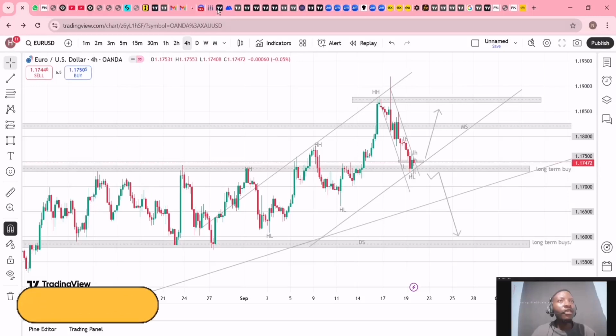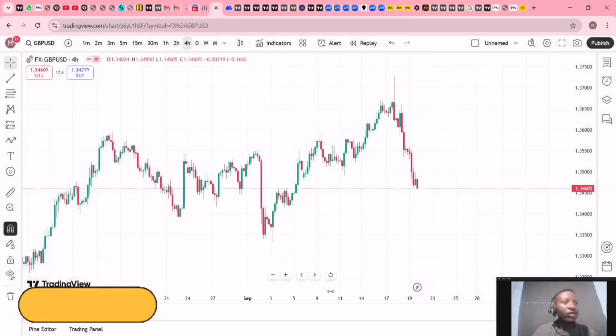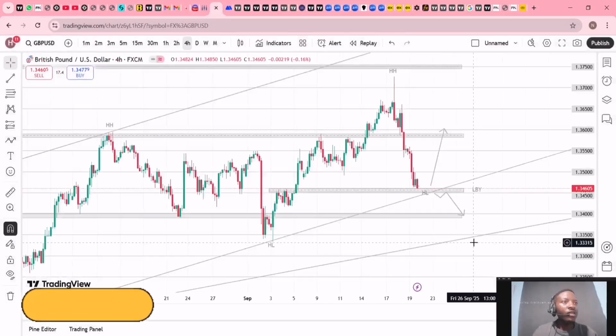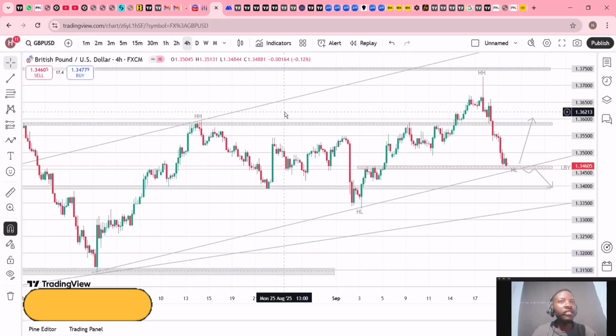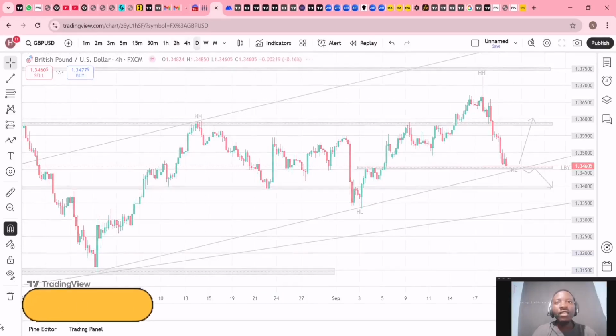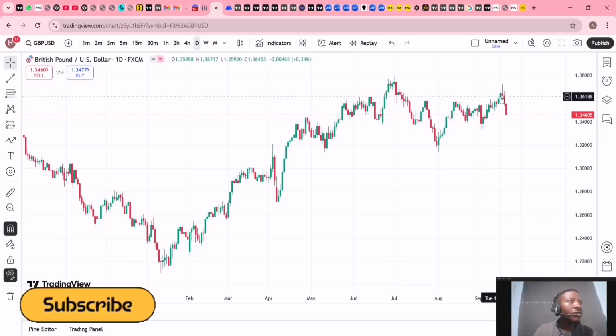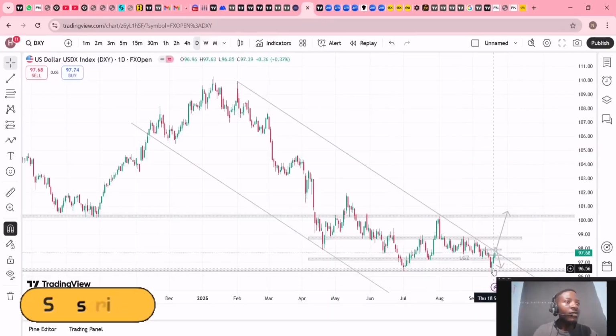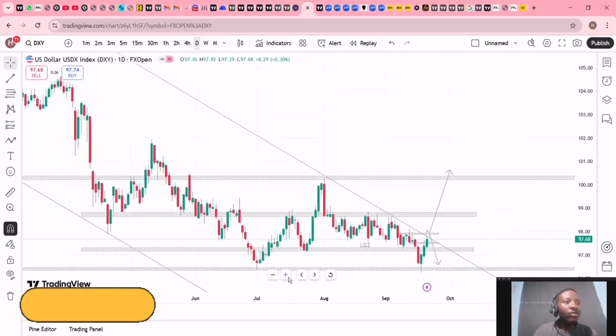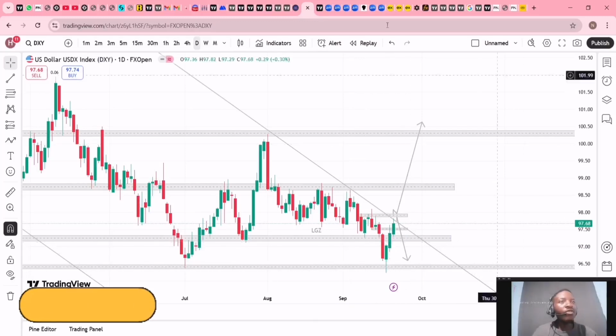For GBPUSD as well, this is what I'm seeing. The market structure is equally well defined. If we head over to the daily time frame, you'll see that we have been bullish on GBPUSD as well, but we've seen a series of 3 candlesticks being printed bearish on the daily time frame, respective with the dollar index. As you can see, we have the same 3 candlestick patterns that have been printed bullish this time around, indicating that we might have a bullish momentum.